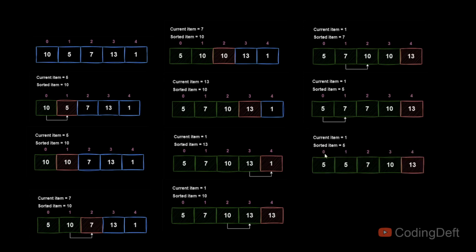And finally we have reached the start of the array. So we insert 1 at the beginning of the array. So there are no more elements left in the unsorted array. So the array is sorted. So if you find it difficult to understand, take a pen and paper, have your own array and try to sort it using this logic.